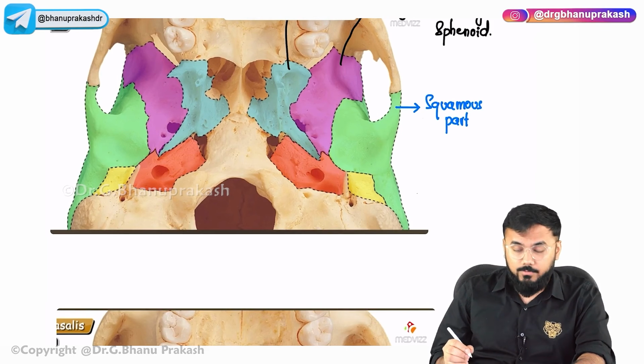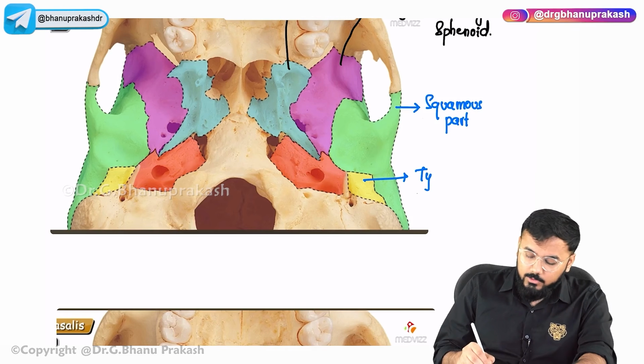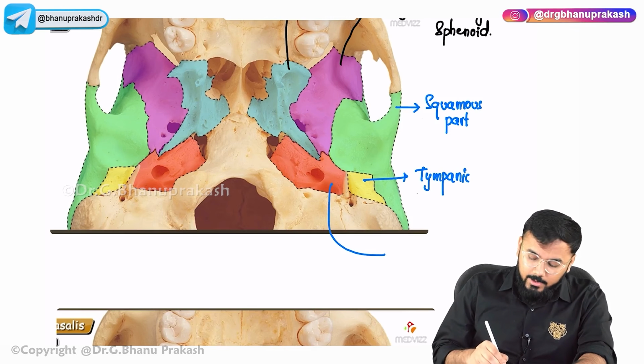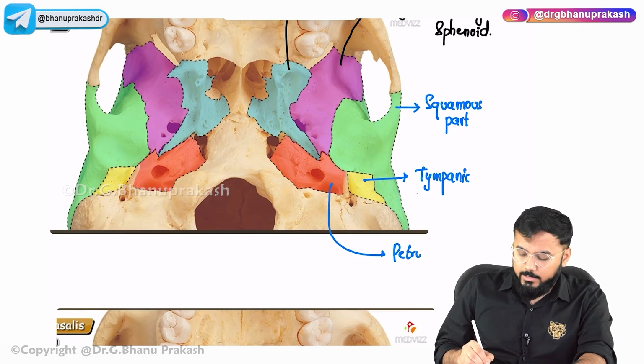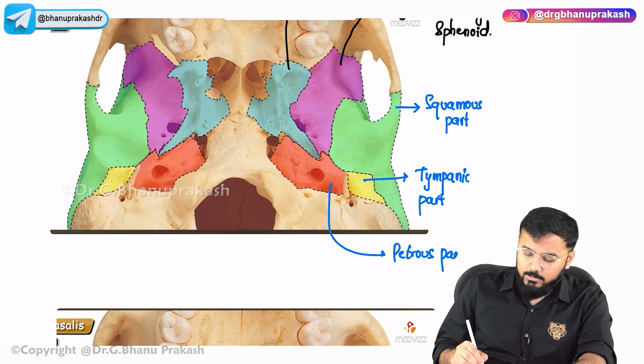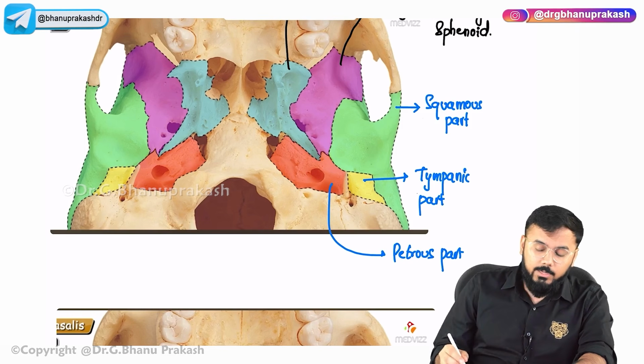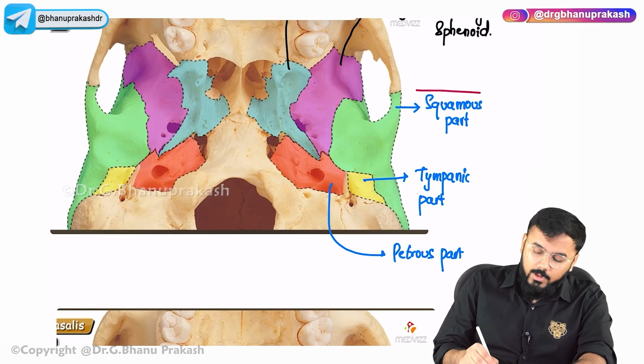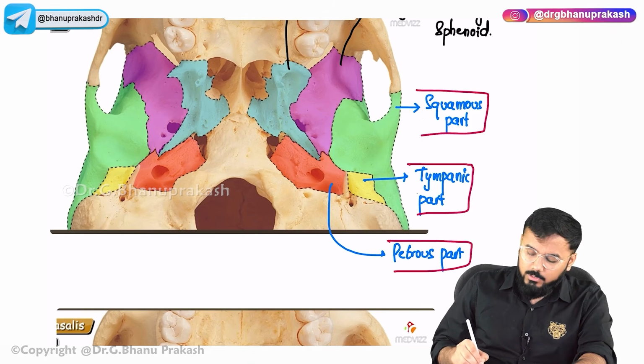And what other parts of the temporal bone do you have? This part over here is called the tympanic part. And this part over here is called the petrous part. How many parts do you have over here? One you call the squamous part, next the tympanic part, next the petrous part.